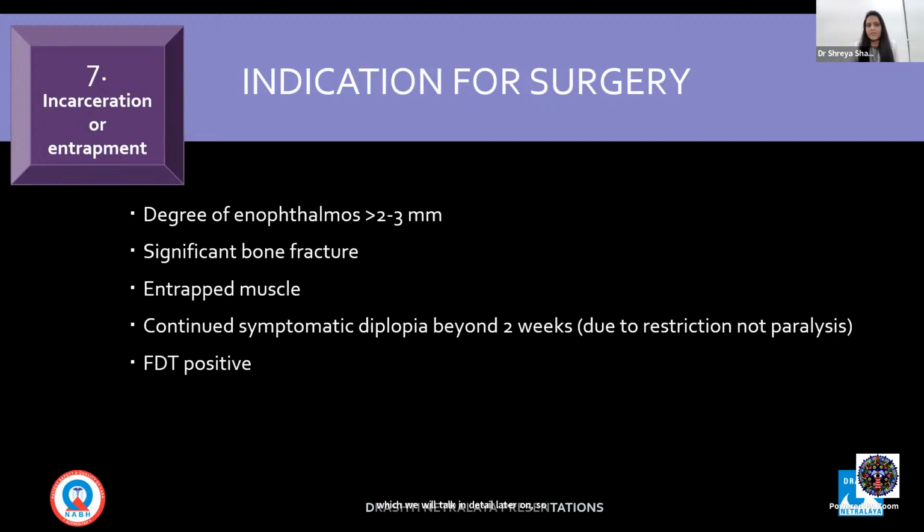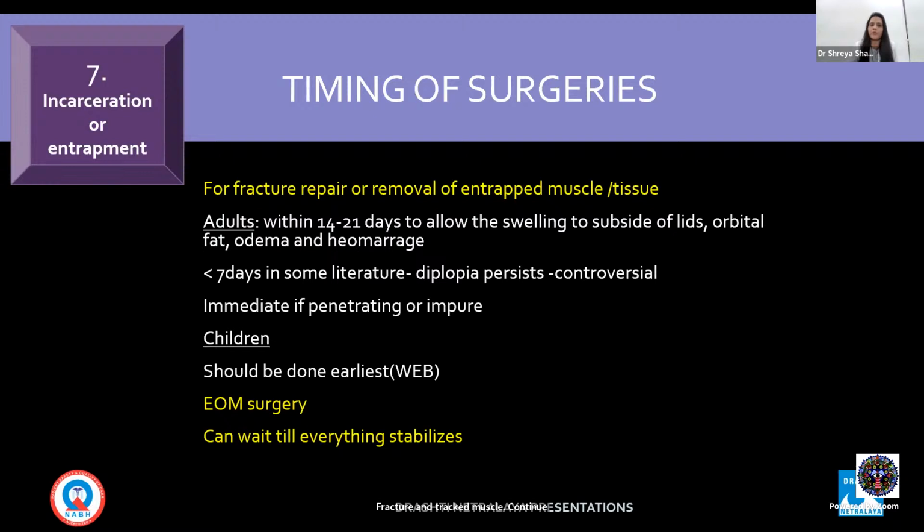Incarceration of muscle: whenever there is enophthalmos of more than 2 to 3 millimeters, significant bone fracture and trapped muscle, continued symptomatic diplopia beyond 2 weeks, and FDT positive, you need to operate and release the muscle. Sometimes people wait for 7 days. That is always controversial, but in children you need to act immediately.